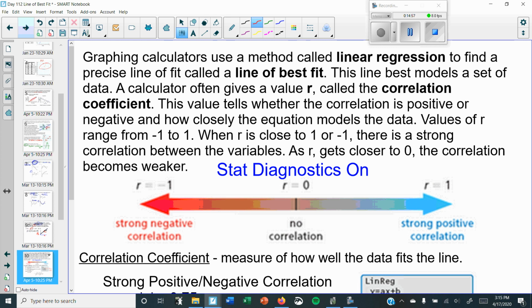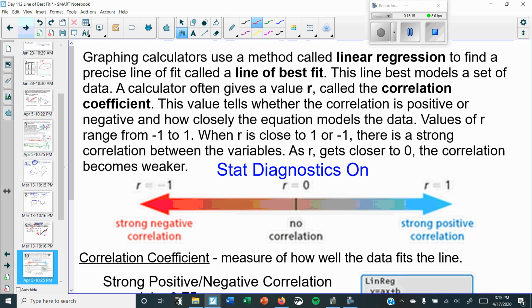Graphing calculators use a method called linear regression, which is what I've been talking about, to find a precise line called a line of best fit. So again, I've been mentioning this. Sometimes you hear it as a line of best fit, a best fit line, a linear regression, a trend line. All of those mean the same thing. This line best models a set of data.